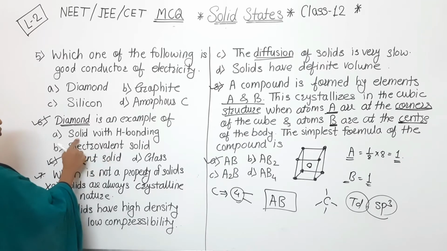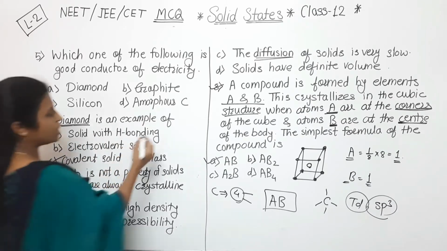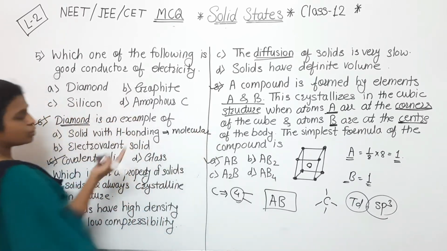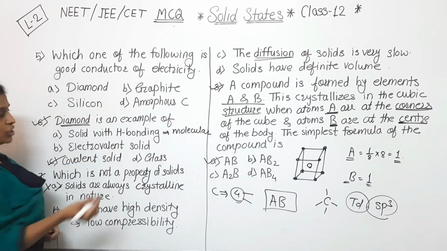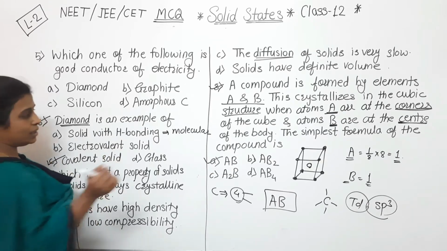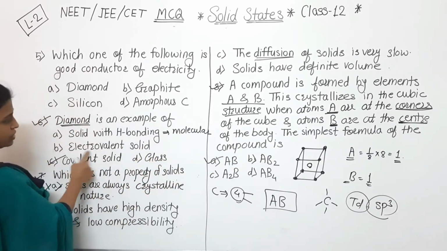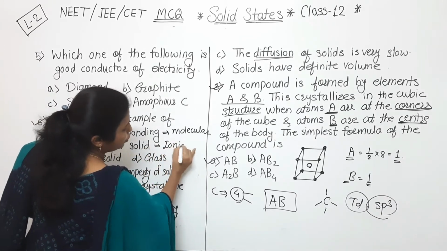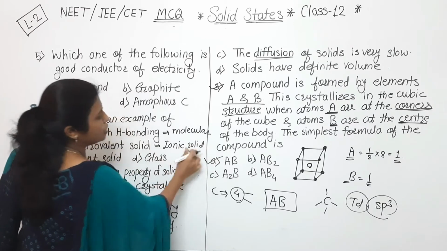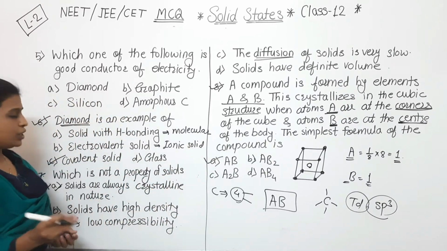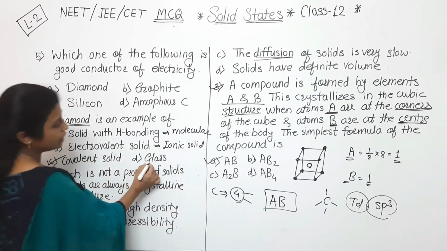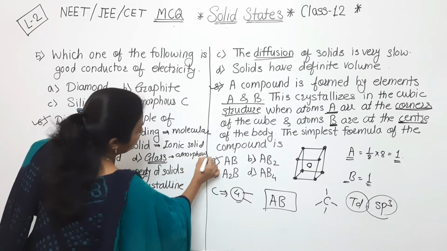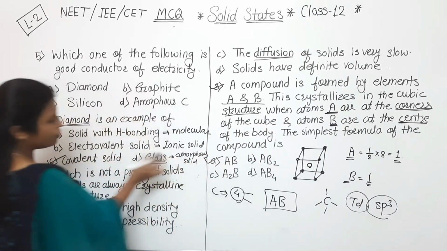Next, if we consider the first one, solids with hydrogen bonding, these are molecular solids. When hydrogen bonding, dipole-dipole interaction or London forces are there, they are molecular solids. Electrovalent solids are nothing but ionic solids, and as we know, in ionic solids there is a presence of an ionic bond. Option C completed. D, glass, is an example of an amorphous solid.